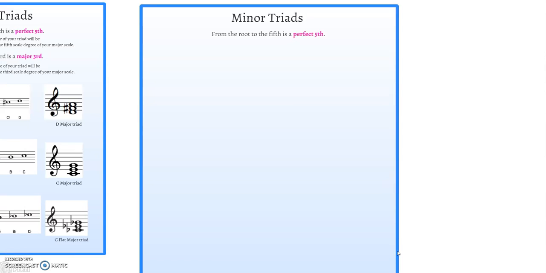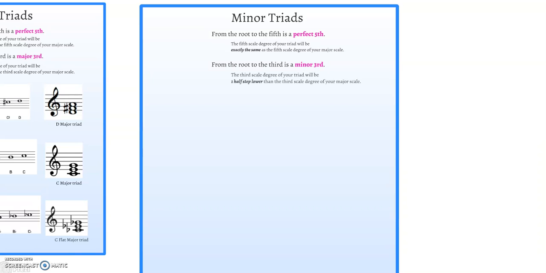Same as major, from the root to the fifth is going to be a perfect fifth, which means the fifth scale degree of your triad will be exactly the same as the fifth scale degree of your major scale. No changes. This is where the third comes into play. From the root to the third of a minor triad is a minor third. That's why it's called a minor triad. It has a minor third.